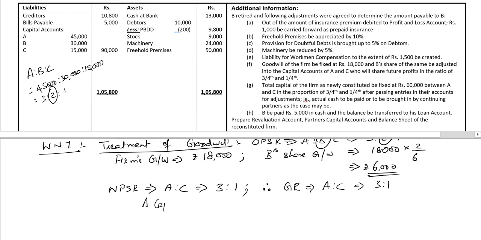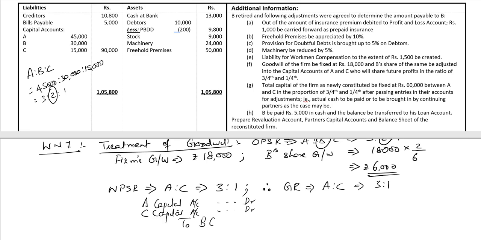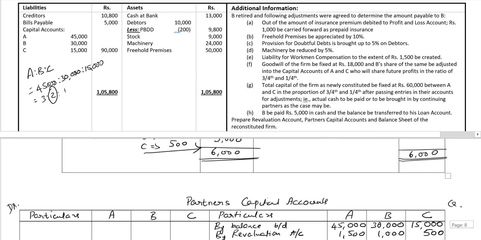A capital account debit, C capital account debit, to B capital account. 6,000 rupees, B's share of goodwill against B's capital account. This has to be divided in the gaining ratio 3:1. So we have 4,500 rupees against partner A and 1,500 rupees against partner C. Let's post this in the partners' capital accounts.